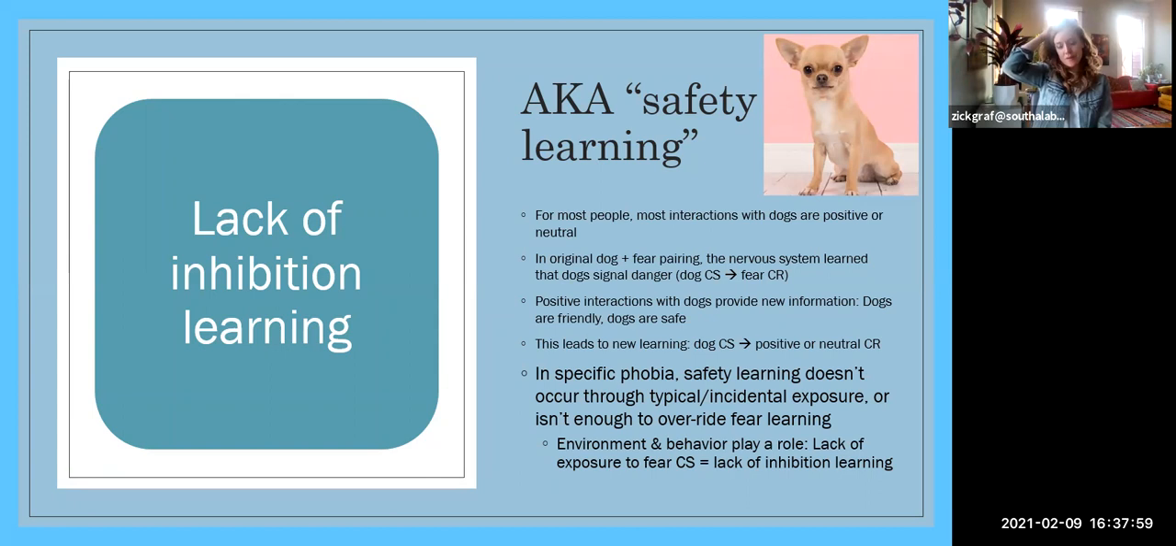Environment and behavior can play a role here. If you had a negative pairing with a stimulus and a negative emotion, and then just because of your environment or your own behavior, you don't have any opportunities in the future to have neutral interactions with that stimulus, there won't be any safety learning to compete with the initial fear learning, and you're likely to have a fearful response the next time you encounter that stimulus.